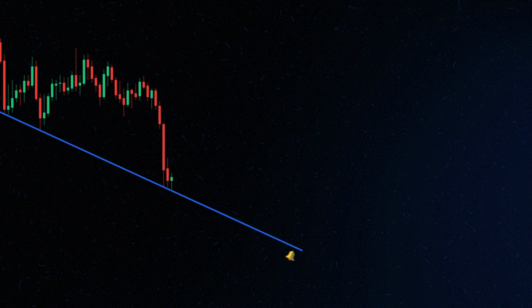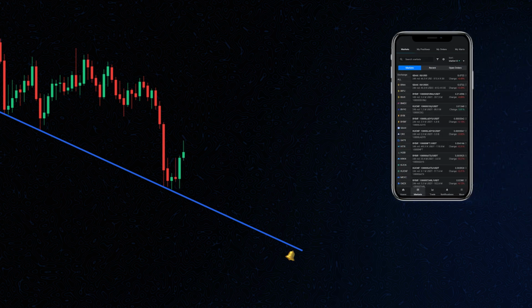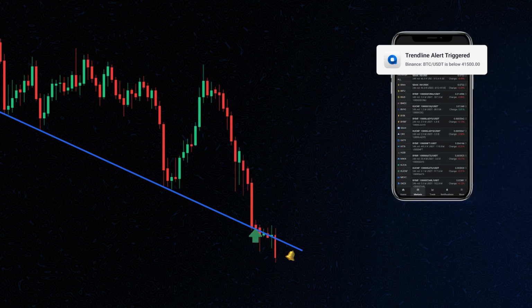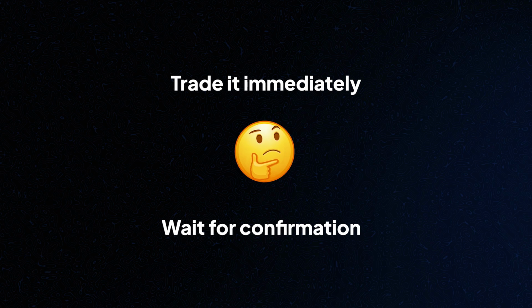Once you've drawn a proper trend line, you don't need to sit and wait for a breakout. You can create a trend line alert and get notified as soon as the price breaks through it. This way, you can decide whether to trade it immediately or wait for confirmation.